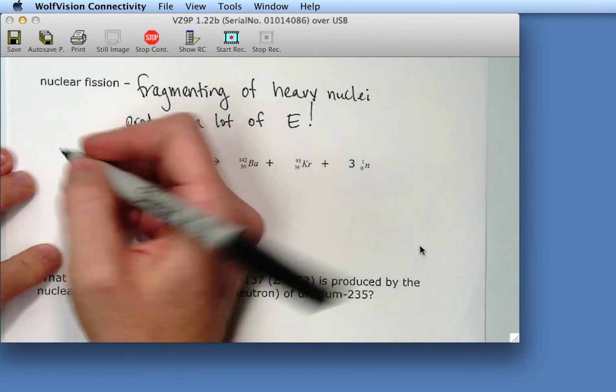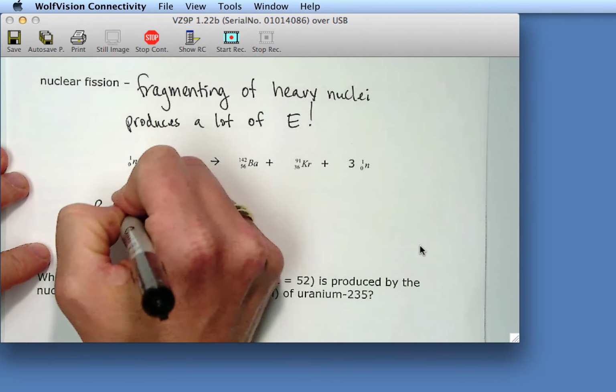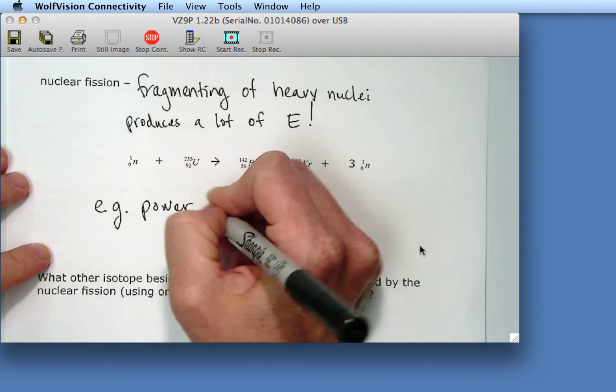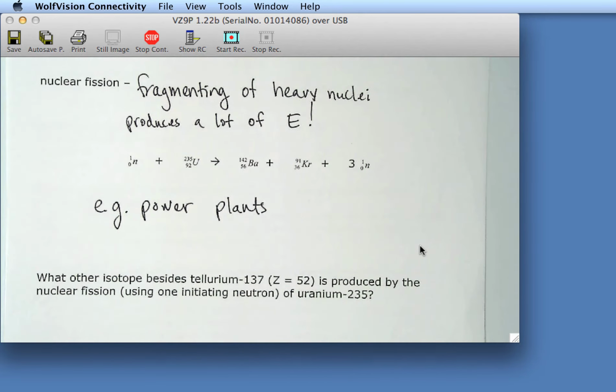So this is the example, power plants. It can get very hot. So that's why they have all these nuclear reactors that have to be cooled. So that's fission.